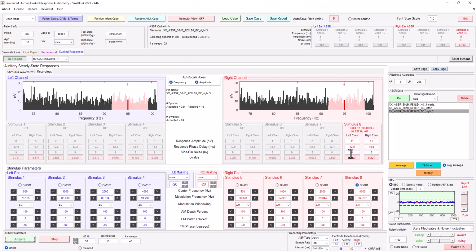So the left and right channel are down at noise floor with no responses, and no responses have occurred almost throughout every sweep. So we're going to go ahead and stop, say yes, and we're going to designate this one as a no response as well.